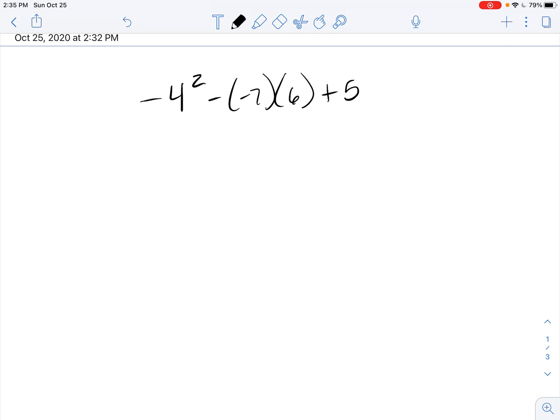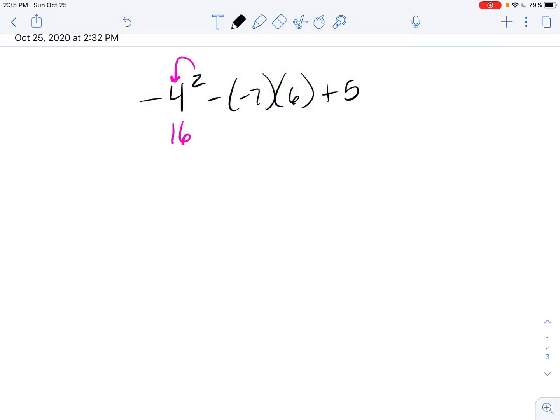So this says the opposite of 4 squared minus -7 times 6 plus 5. I do not have parentheses. Those parentheses are just there to either capture the negative or mean multiplication. So I'm going to move on to my exponents, change colors. That is the opposite of 4 squared, not -4 squared. So the 4 squared is 16.